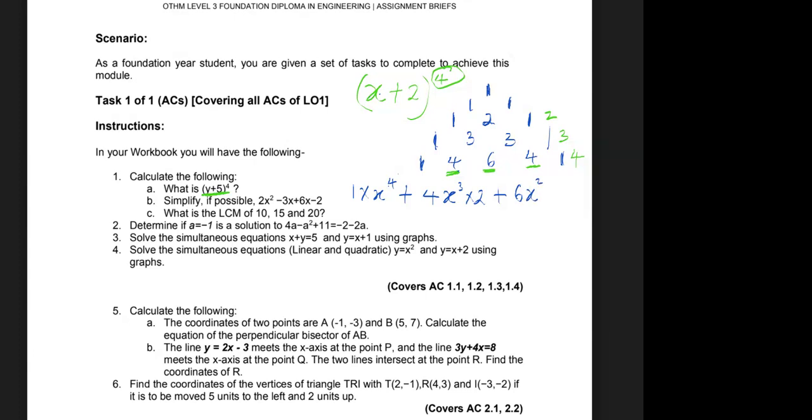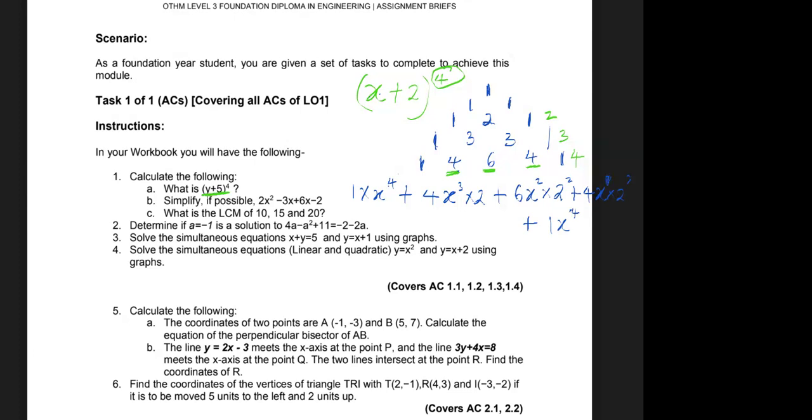Then times what? Times 2 to the power of 2. Then the next one is now going to be plus 4 x to the power of 3 times 2 cubed. Then plus 1 x to the power of 4. Sorry, x to the power of 1.